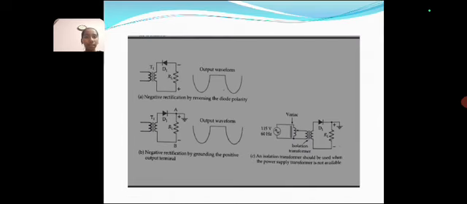Hence the positive half cycle is similar to the negative half cycle. Only here the polarity of the diode is changing. The working procedure remains the same.